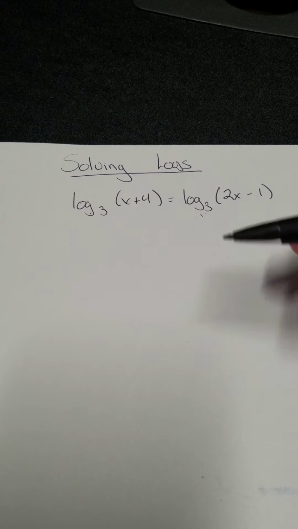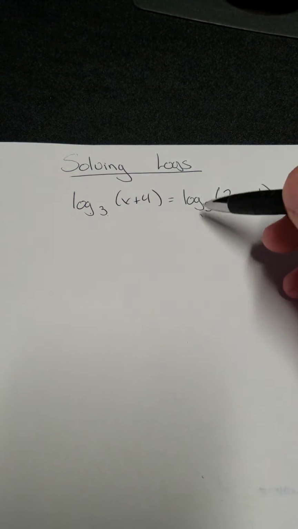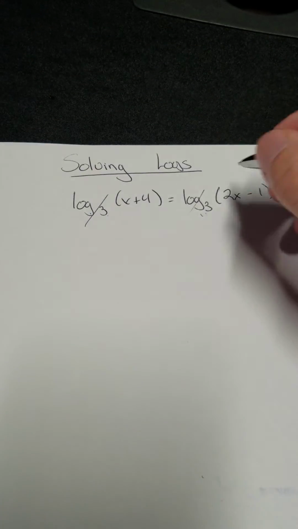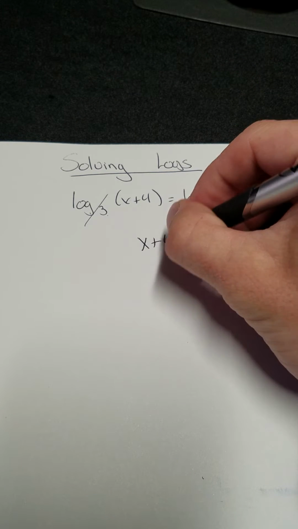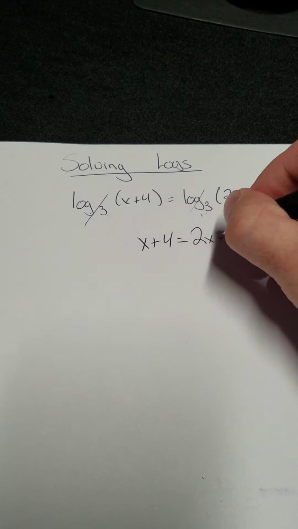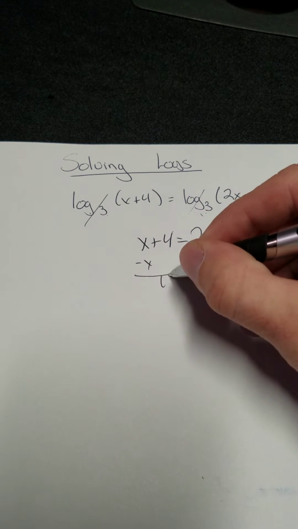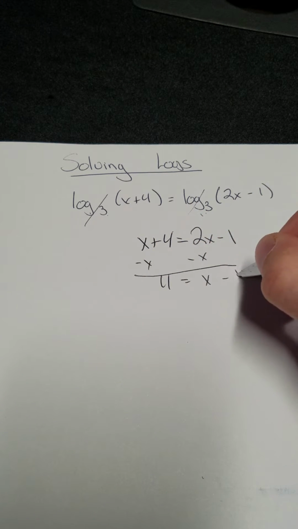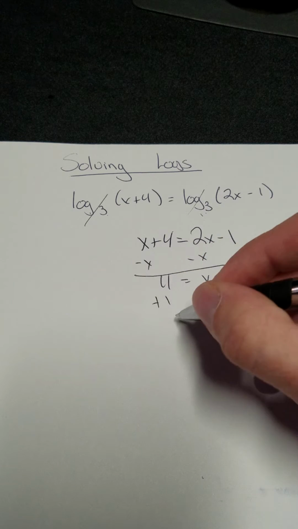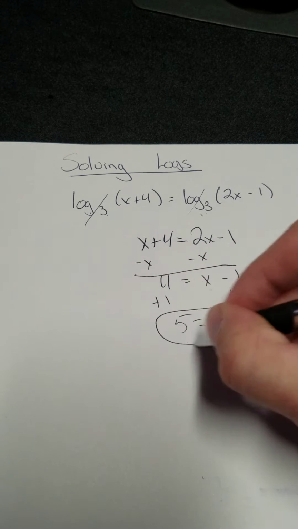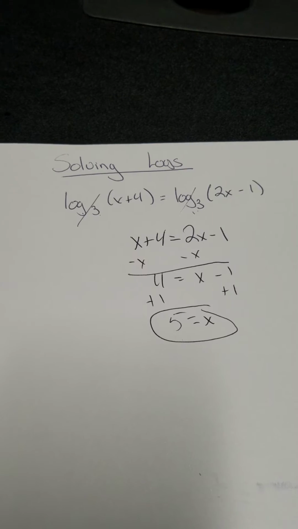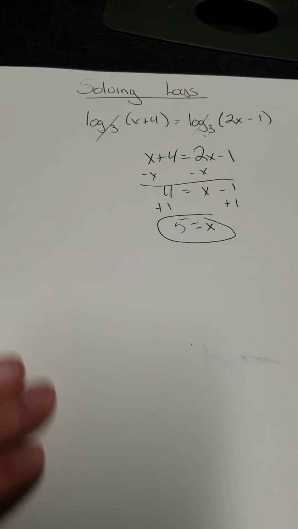Well, anytime you have log base 3 equals log base 3, or log base anything equals log base anything, you can cancel these out and just set these two things equal to each other. x plus 4 equals 2x minus 1. Subtract your x. 4 equals x minus 1. Add the 1. 5 equals x. Okay? So anytime that you're dealing with log equals log, cancel them out and solve.